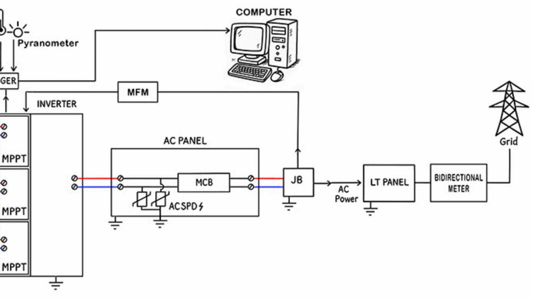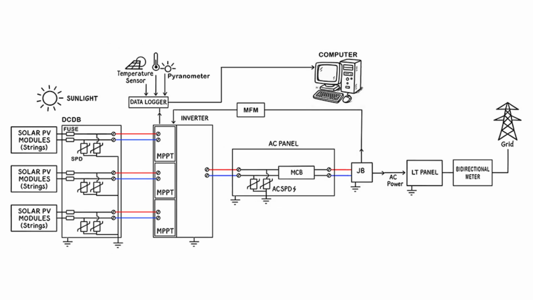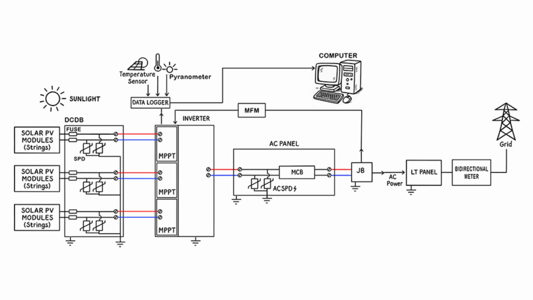After the LT panel, the power passes through a bidirectional energy meter. This meter measures both exported energy and imported energy. It records how much solar power is sent to the grid and how much power is taken from the grid. This system is known as net metering. When solar generation is more than the load requirement, excess power is sent to the grid. When solar generation is less, power is taken from the grid. If the grid fails, the inverter automatically disconnects to ensure safety.